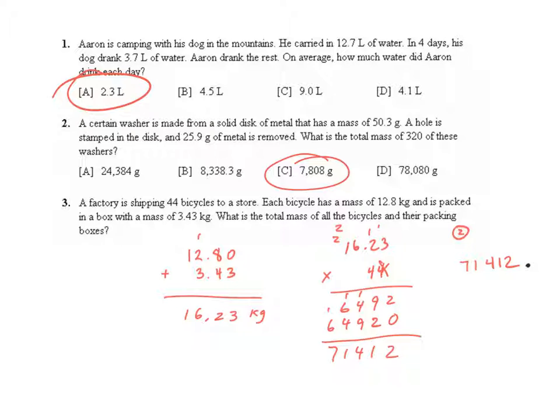But that's treating the problem as if each bicycle and its box weighed 1,623 kilograms. And that's not what each box weighed. Each box weighed 1/100th of that. So we need to divide by 100, which means we need to shift our digits 2 place values to the right. So 1, 2. So therefore our answer becomes 714 and 12 hundredths kilograms for the total mass of the bicycles and their packing boxes.